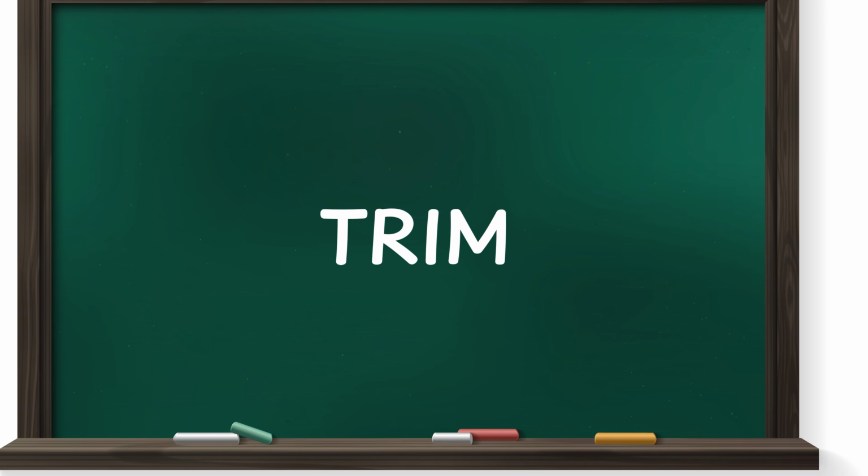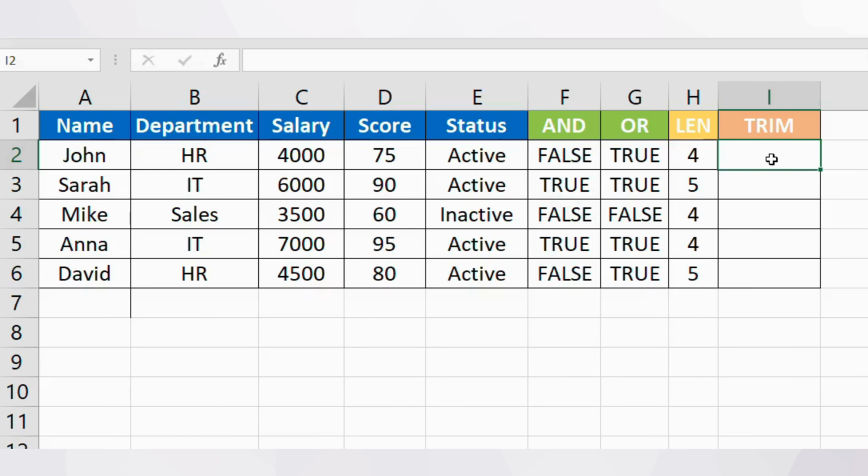Now let's learn the trim function. Trim removes extra spaces from text. In cell I2, I type equals trim, then select cell A2, which contains the text.